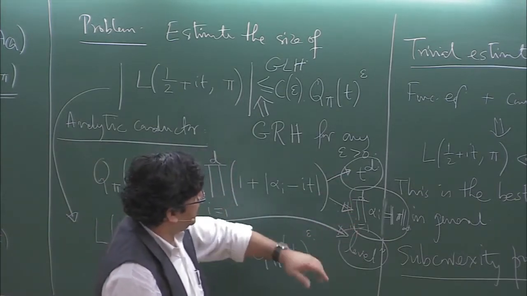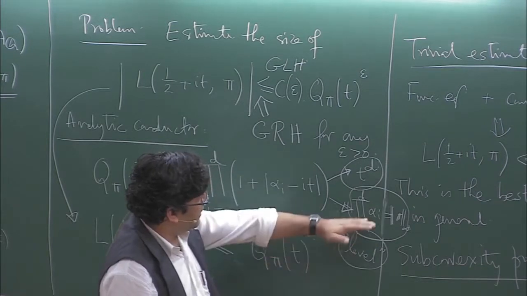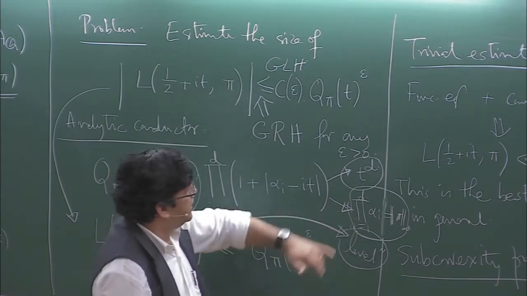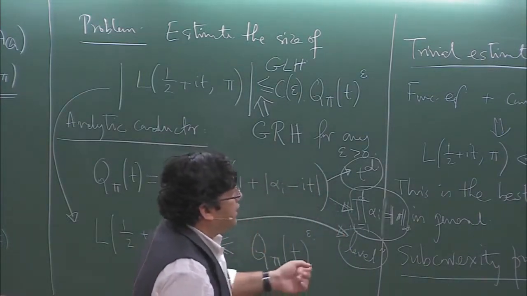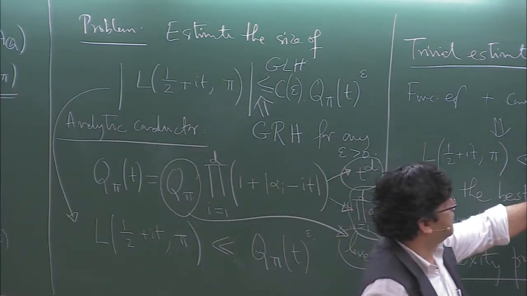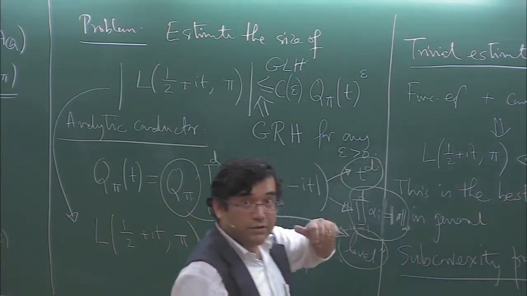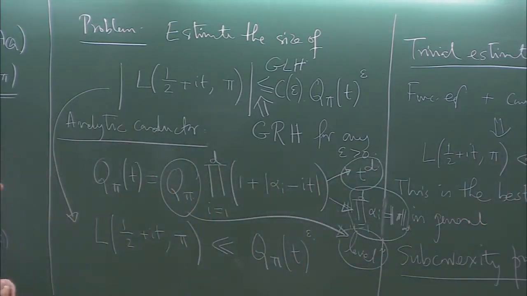So in some cases, you'll fix the form, so the level and the spectral parameters are fixed. Then you take t going to infinity, and you try to get something less than t to the power d by 4. That will be a subconvexity bound in the t aspect.